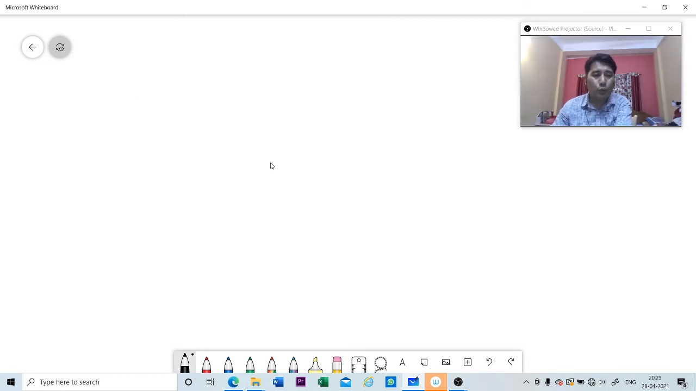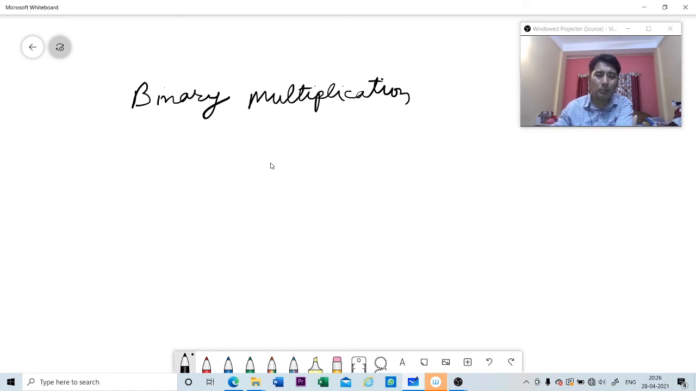So now let us go through binary multiplication. Binary multiplication is quite easier than decimal multiplication, because in binary multiplication we use only 2 digits, that is 0 and 1. So let me multiply 2 binary numbers. Suppose say 1111 with 101. So it is quite easy because we are using only 2 digits, that is 1 and 0.